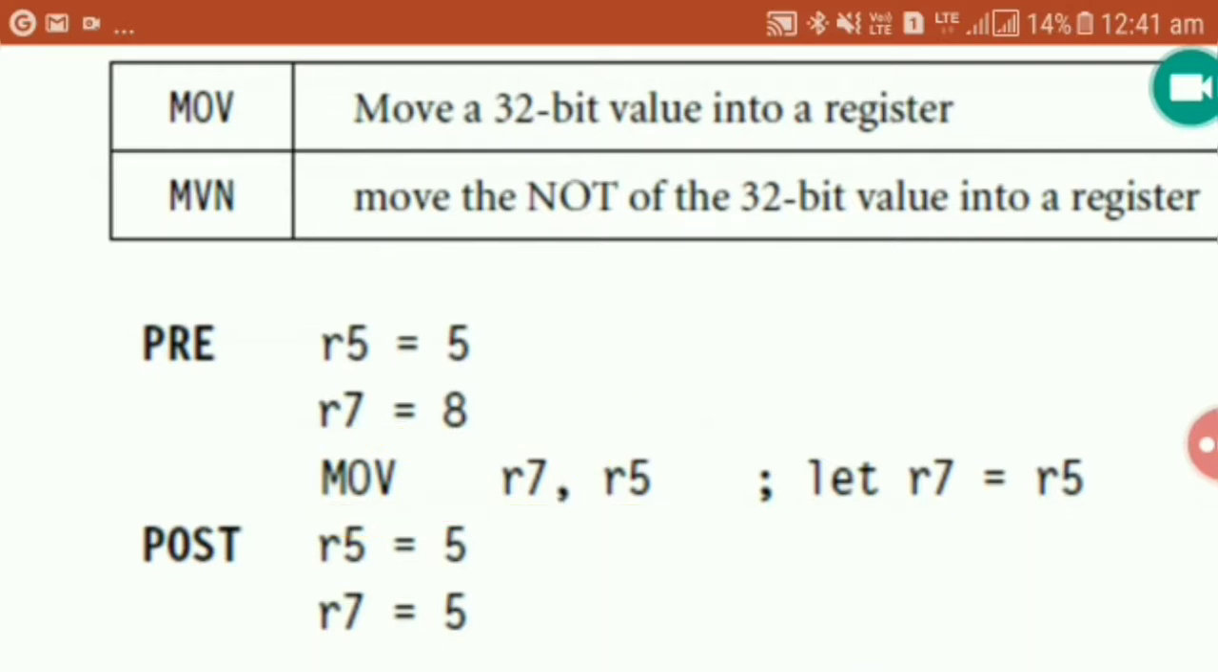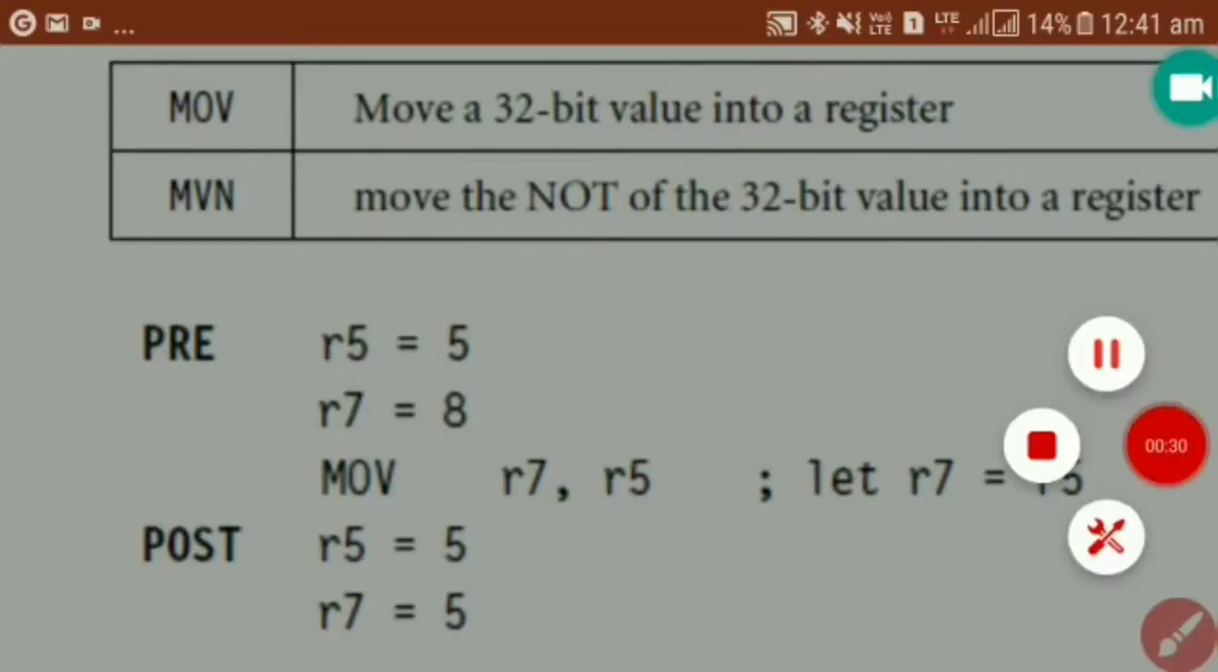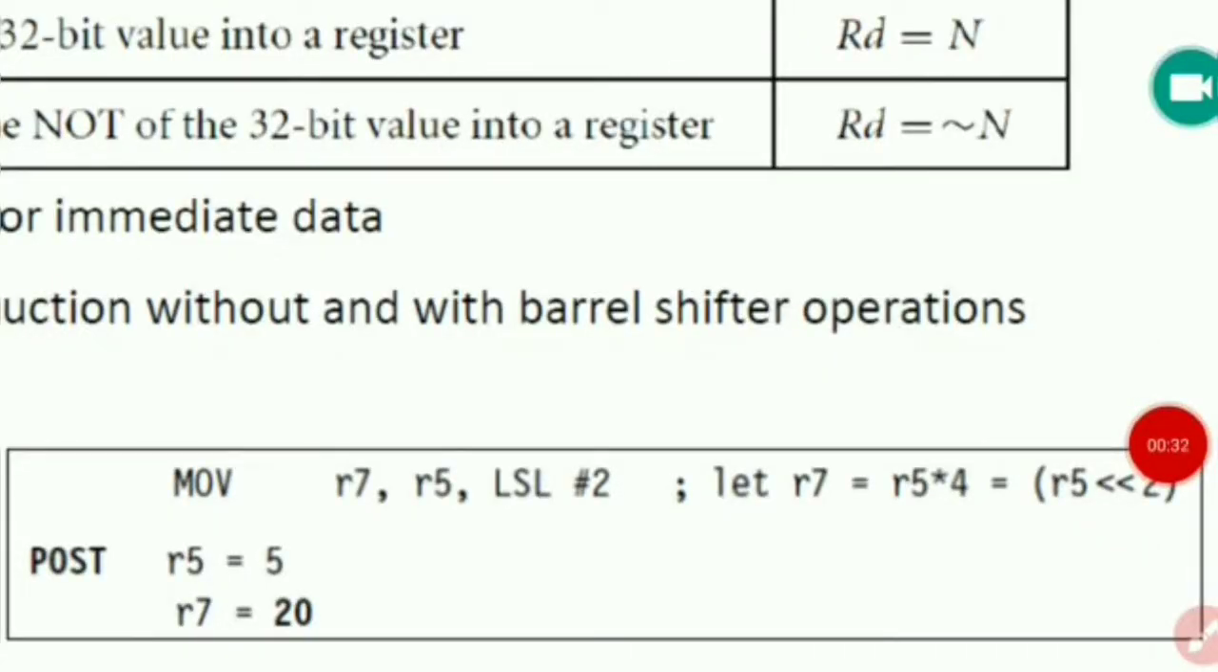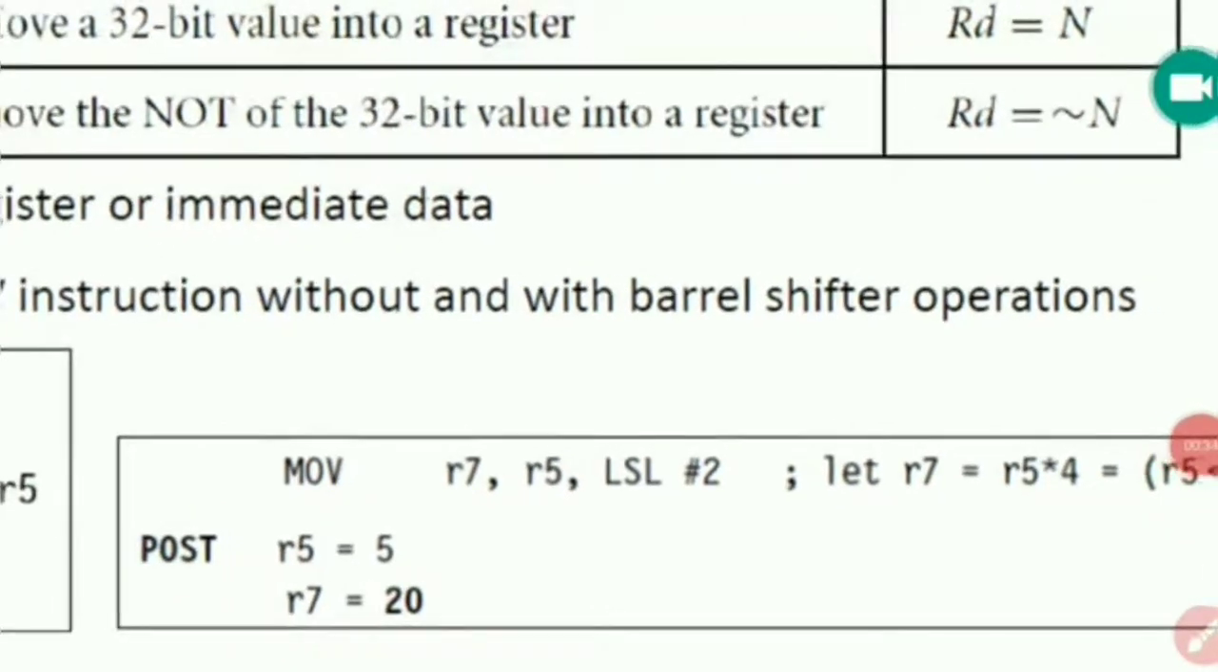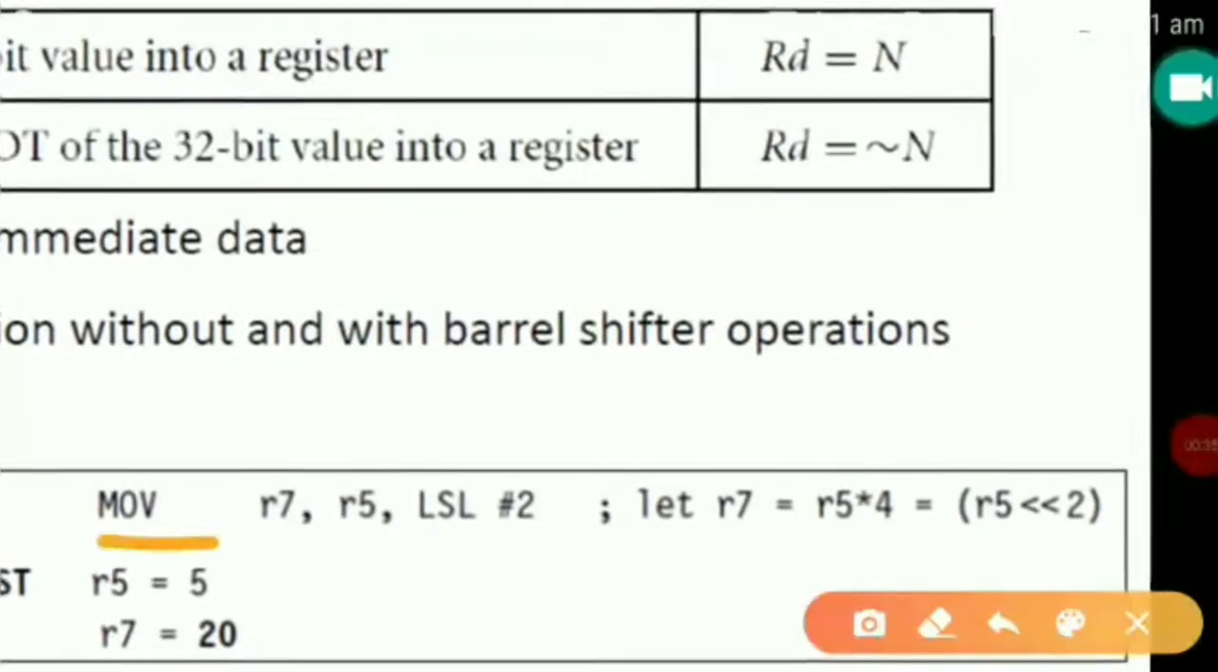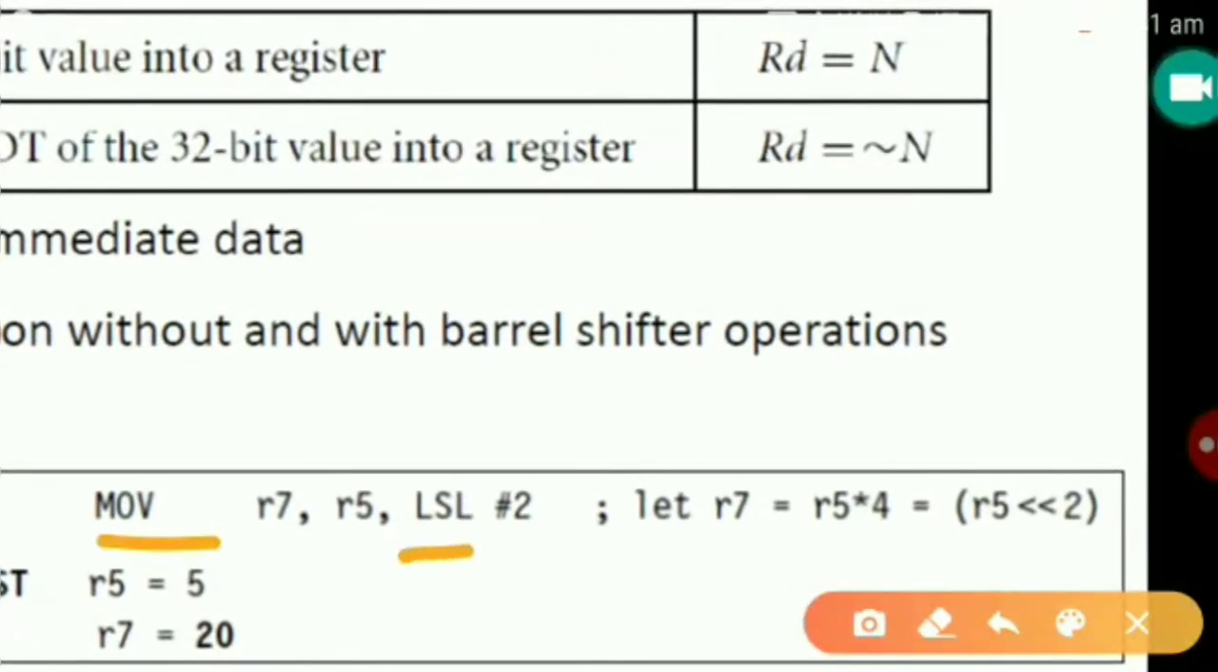Okay, so now consider one more example for move instruction, using the logical left shift operation. In case of data processing instructions like move instructions, the barrel shifter is used. We have gone through this barrel shifter topic in the first module. It is a hardware component. It will pre-process the data.